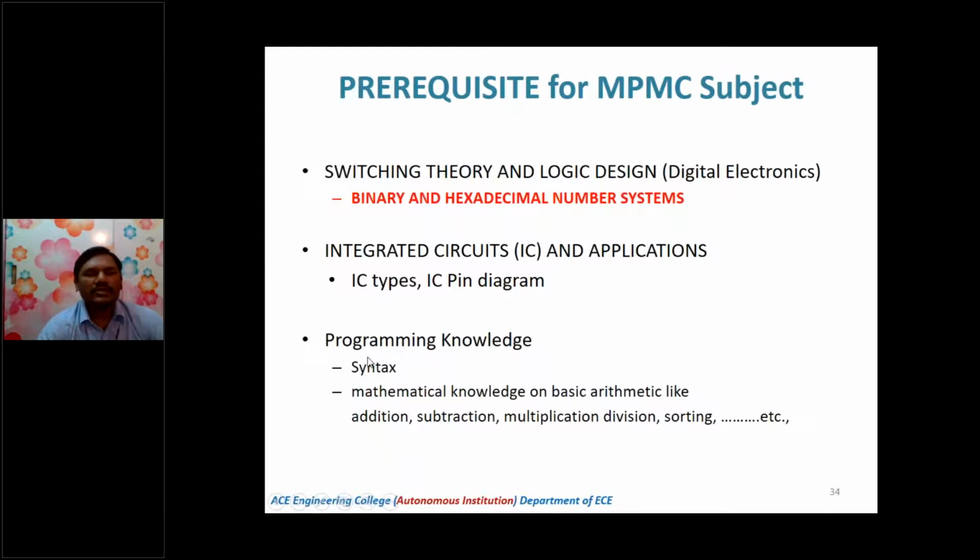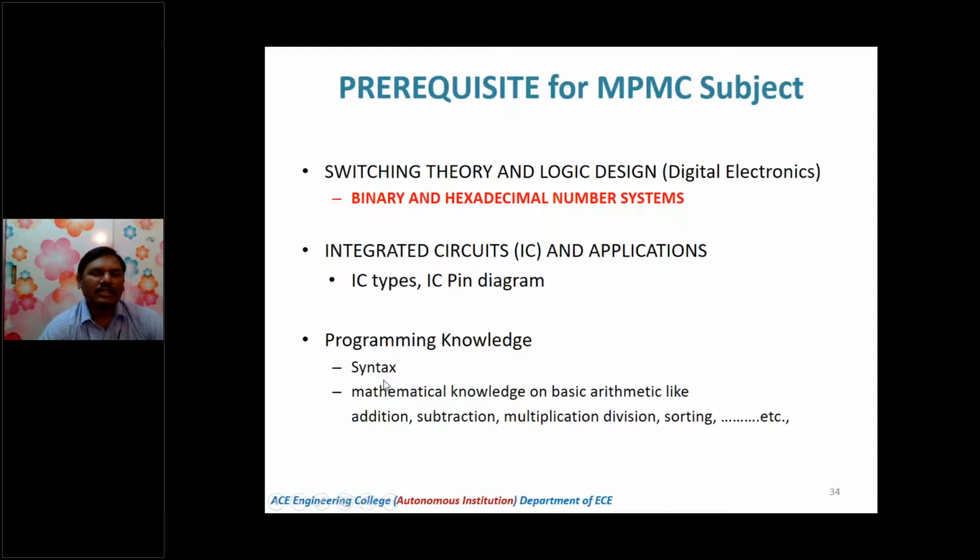And the prerequisites for my MPMC subject. What are the requisites to learn this MPMC subject? One is the switching theory and logic design subject, sometimes also called digital electronics. In that subject, we learn about binary and hexadecimal number systems, integrated circuits, and their applications. We learn what an IC is, types of ICs and their pin diagrams, meaning how to pack a complete circuit into a single chip, which is called a pin diagram. Second one, programming knowledge.